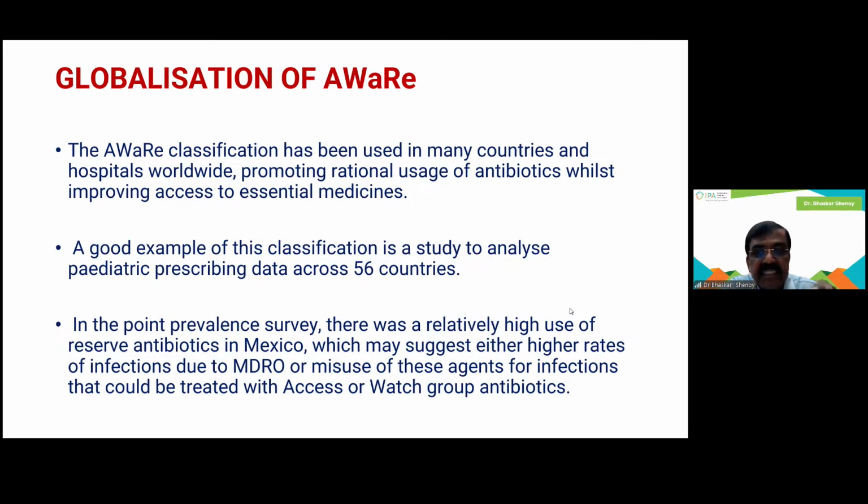what they found is that in Mexico, there was a high use of reserve antibiotics. I thought it was India when I read that particular thing, but Mexico was one step ahead of us. This could be due to a lot of prevalence of MDRO in that area, or an easy availability of second or third line antibiotics, wherein the infections which could be treated with the access group or watch group, they were using reserve antibiotics irrationally.